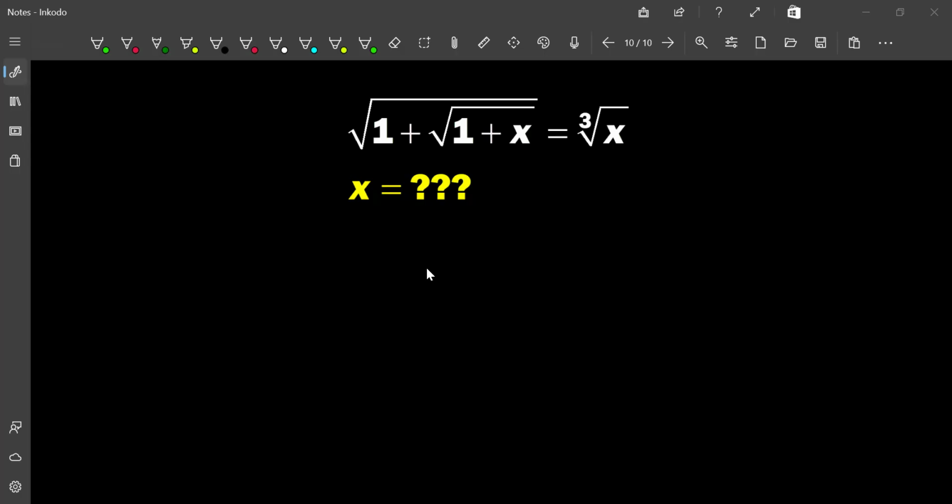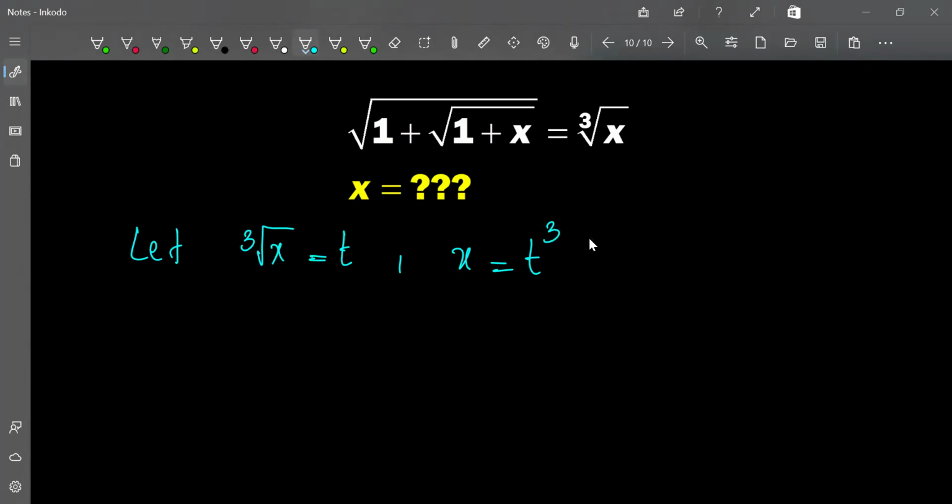And in today's video I want to show you how to solve this equation. Okay, so let's do it with me. For the first step, we need to let the cube root of x equal t. So then, sorry, x is equal to t cubed.